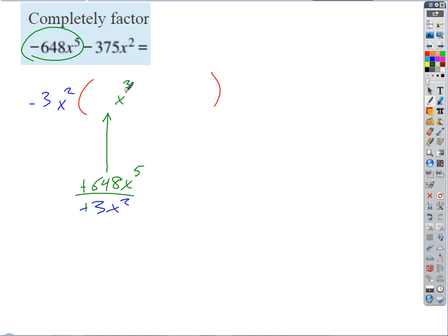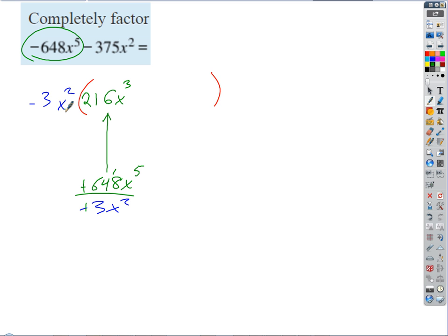Well, let's see. 3 goes into 6 how many times? 2. So the hundredths digit is a 2. 3 goes into 4 once with 1 left over. And you're right, it's going to be 216. 3 goes into 18 6 times. So the first term is going to be 216x cubed, because that's what negative 648x to the 5th divided by our greatest common factor of negative 3x squared is going to be, right?